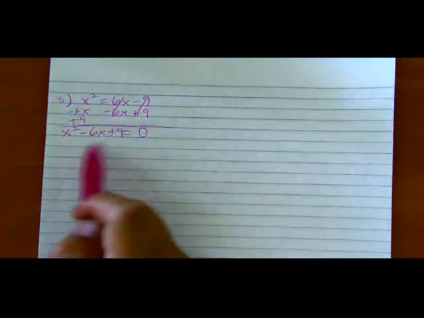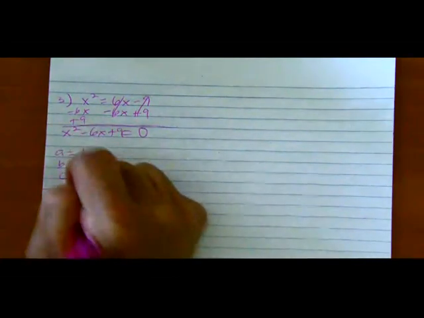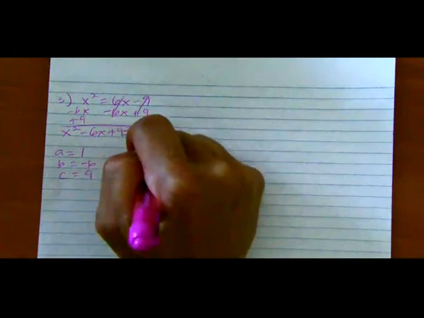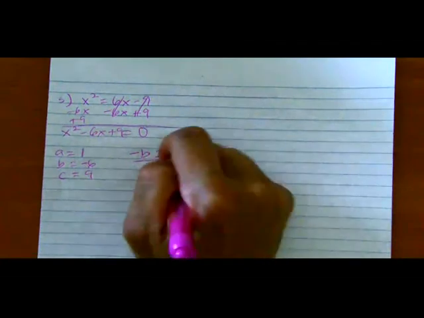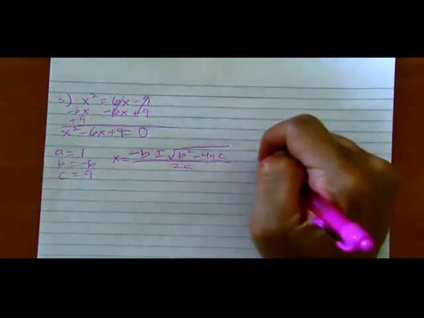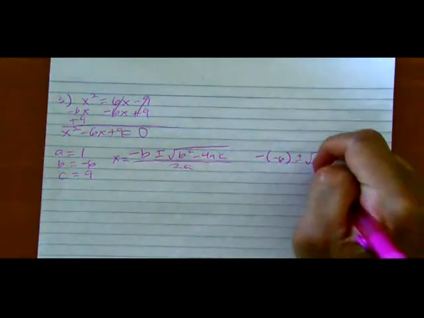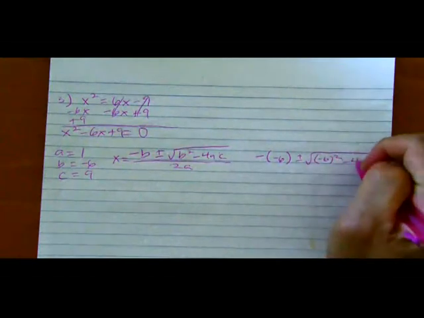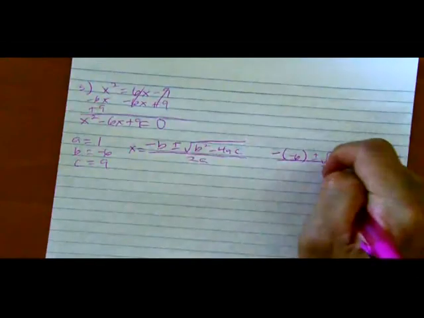Most of you should notice this one is factorable, but we're going to solve using the quadratic formula. A is 1, B is negative 6, C is 9. So negative B plus or minus radical B squared minus 4AC over 2A. This will produce our x values. All I have to do is plug in the coefficients. So the opposite of negative 6, plus or minus negative 6 squared minus 4 times 1 times 9, all over 2 times 1.